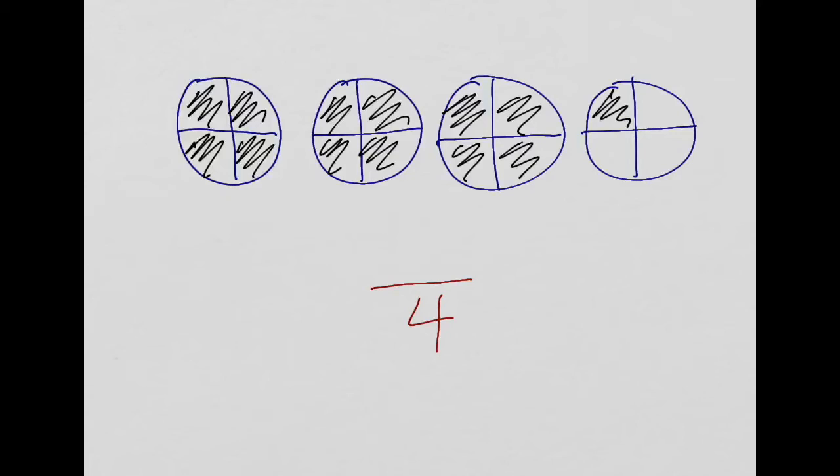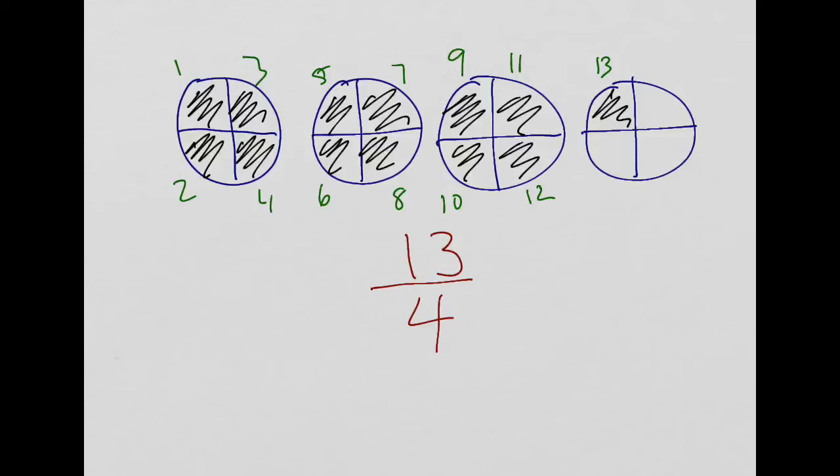Okay, so now if we count how many we have shaded in, you will see that over here, there's 1, 2, 3, 4, 5, 6, 7, 8, 9, 10, 11, 12, and 13 total. So there's 13 total pieces. Now this is what you would call the improper fraction. It's when the numerator is larger than the denominator. Usually it's the opposite way.